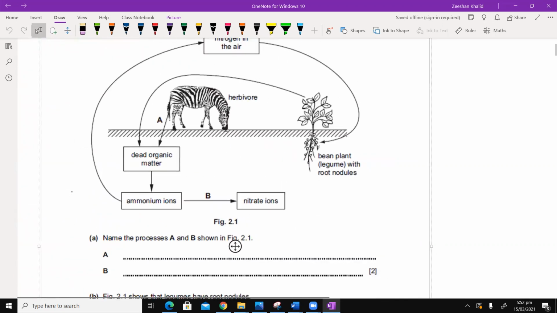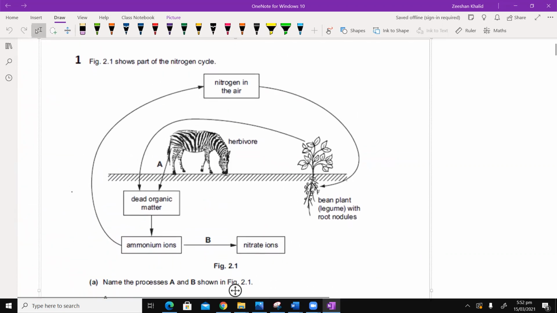Okay, there you go. If you look at the diagram, you can clearly see the animal. It's a herbivore. It's eating grass. Then you can see this plant, it's the legume plant, and you can clearly see these are the root nodules, the swellings that you can see.